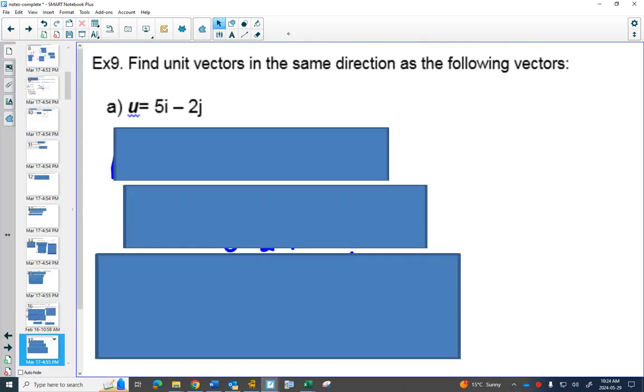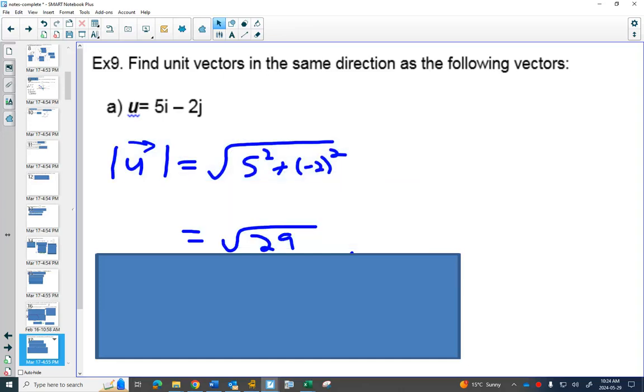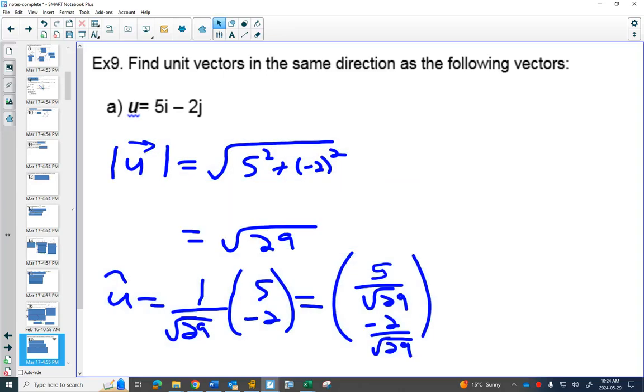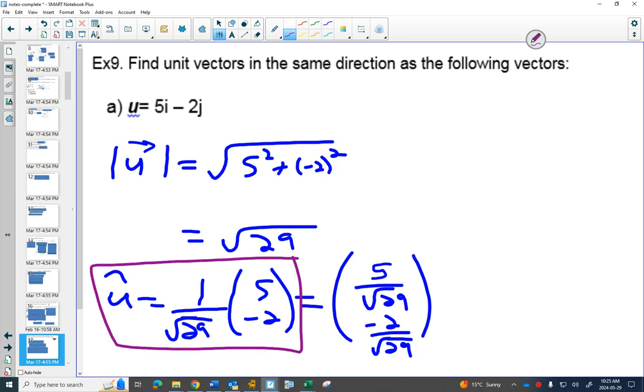Did you find out that this one has a length of root 29? Again, I like this, but you could distribute the 1 over root 29. So we don't have to simplify it. You don't have to simplify.